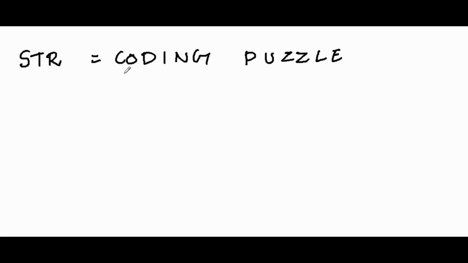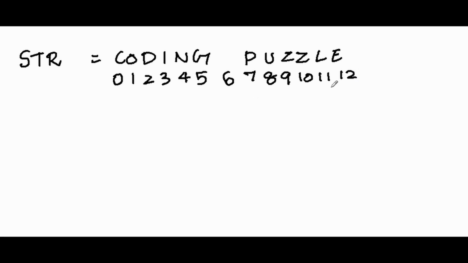So starting from the index 0, the index of the next character will be plus 1 of the previous character. So 1, 2, 3, 4, 5. Even the space is a character and that will be assigned a particular index. So 6, 7, 8, 9, 10, 11, 12. This is how the internal representation will happen in the Java program.